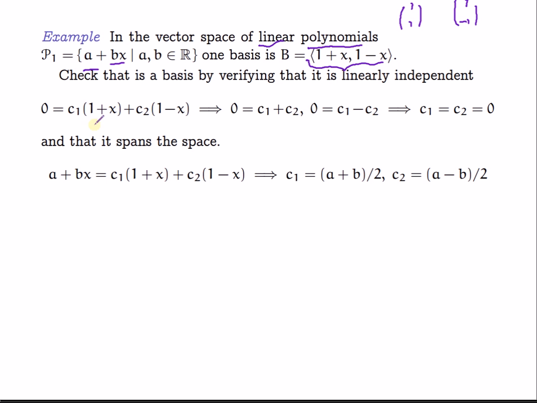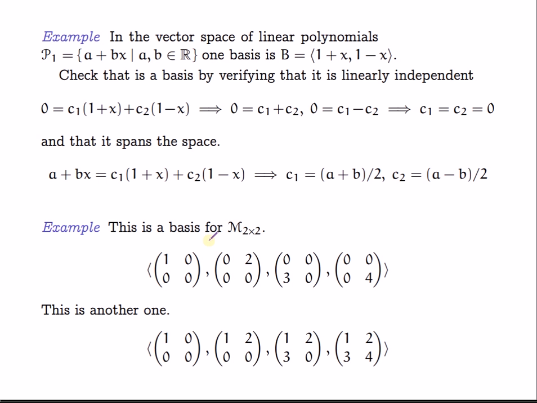Okay? For two-component vectors, we had C1 times (1, 1) plus C2 times (1, -1). You could go through all of these steps and simply replace the polynomials with the corresponding two-component vector, and you have exactly the same proof. So try to think of polynomials in this way: it's basically another way of writing a two-component vector, where the first component is the constant coefficient, and the second component corresponds to the coefficient of x. Okay, so this example is pretty much identical to the previous example.